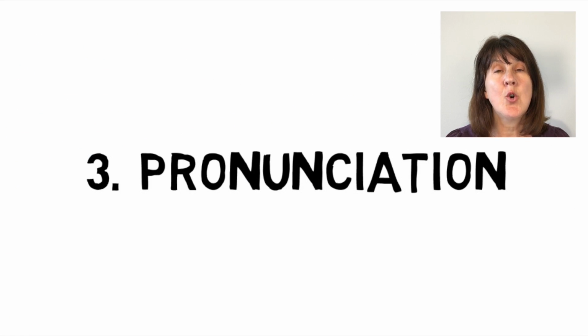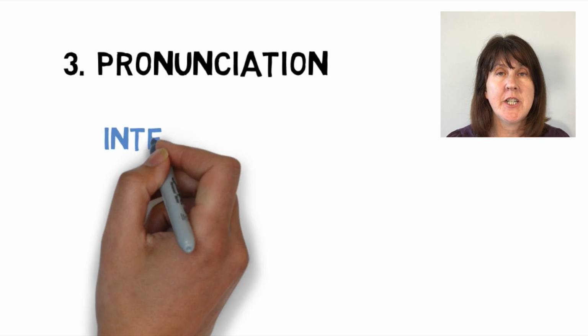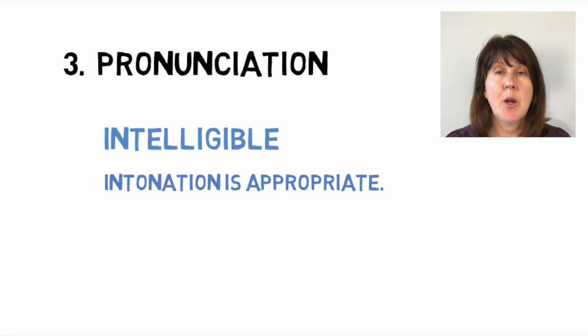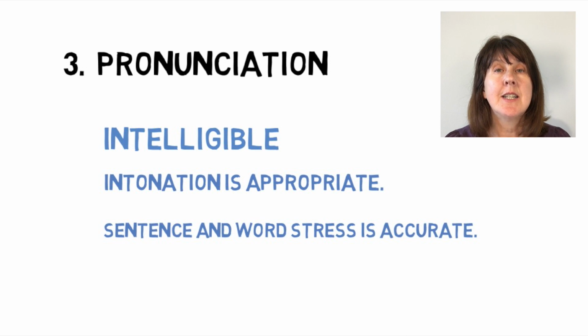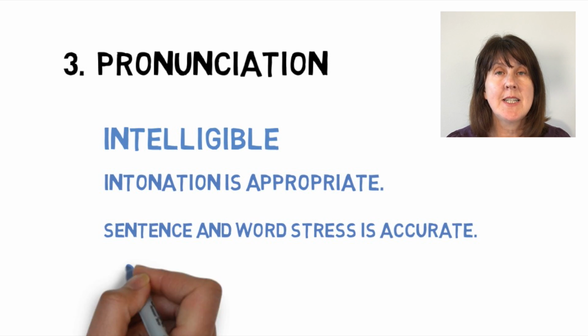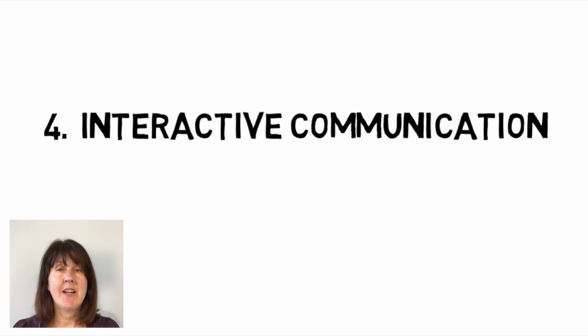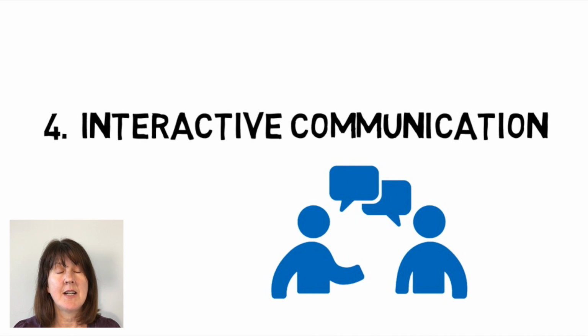The examiners are also listening for good pronunciation. You need to be intelligible. You need to have appropriate intonation, to have accurate word and sentence stress, and to clearly articulate. They do not mind if you have an accent as long as you can be understood. The fourth criteria is interactive communication. This is how you interact with your partner. This is not really tested in speaking Part 2, but will be seen more in Part 3 and 4.